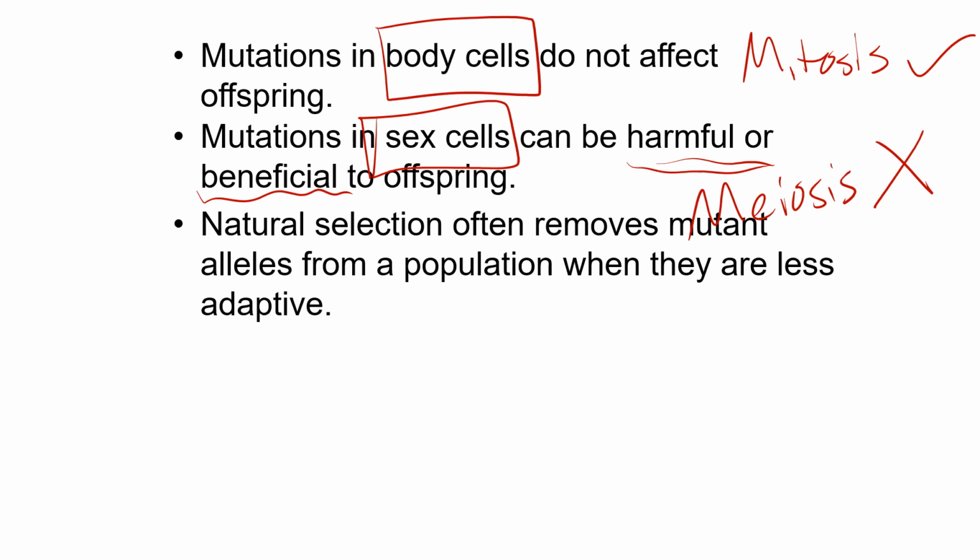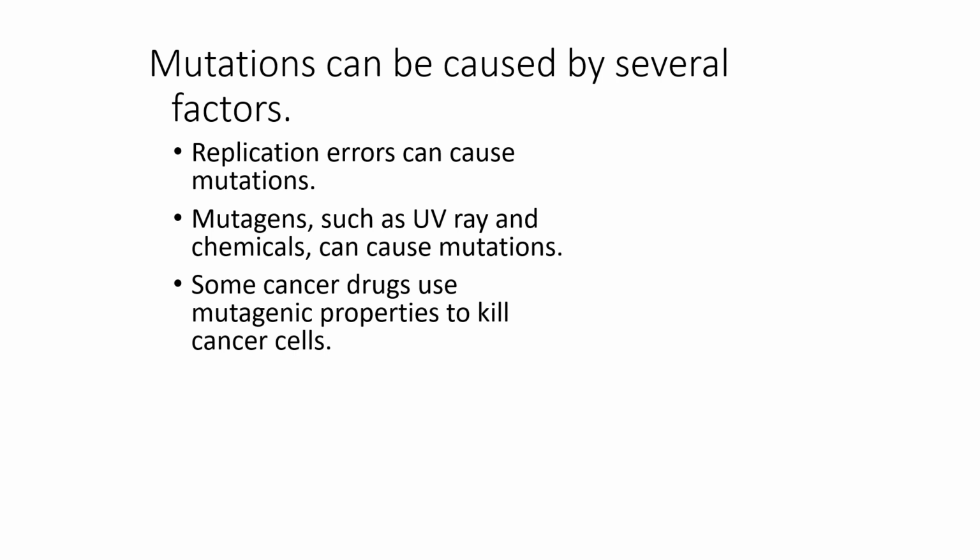So natural selection often removes mutant alleles if they're less adaptive. So for instance, if a polar bear was born with really dark fur, it's probably going to not survive very long against that white background of snow. Versus a lizard that's in the jungle, if it's born with bright red scales, it's going to stand out against those green leaves, and it's probably going to be eaten pretty quickly. So natural selection removes those mutant alleles. Now, if those mutant alleles are adaptive, let's say a lizard's born the exact same color as the leaf, this is where natural selection will work in their favor.